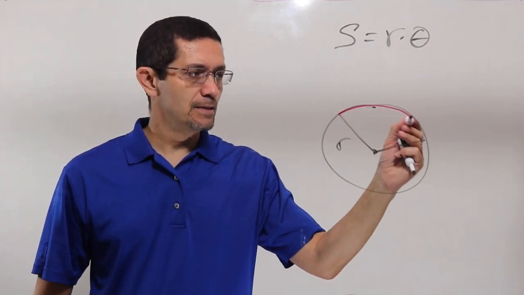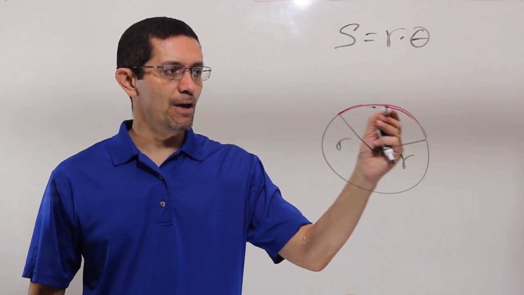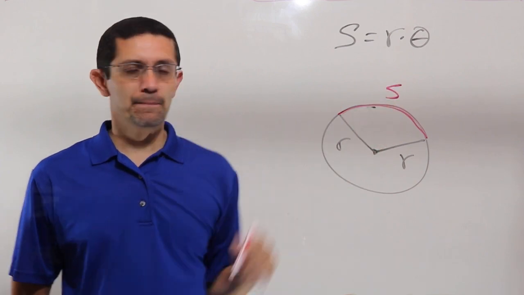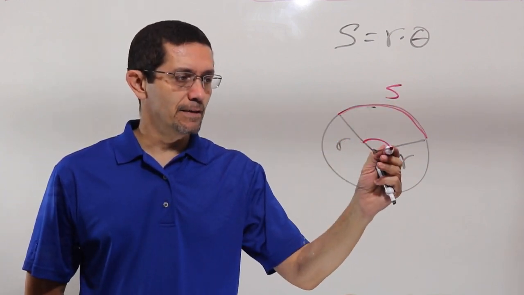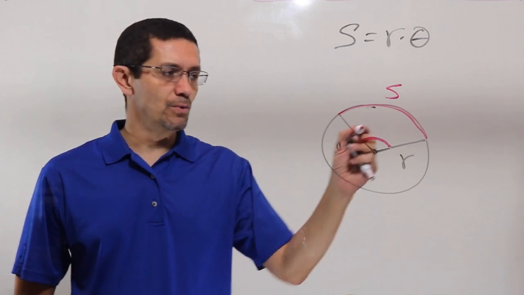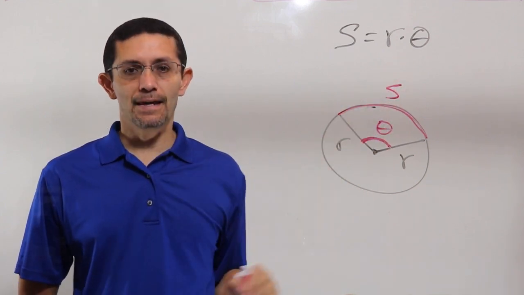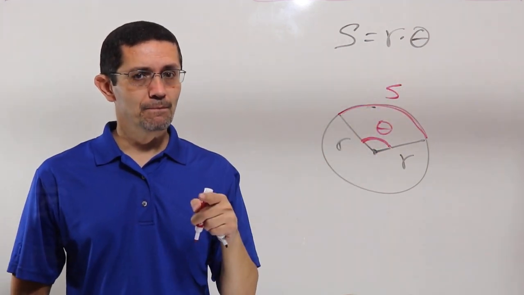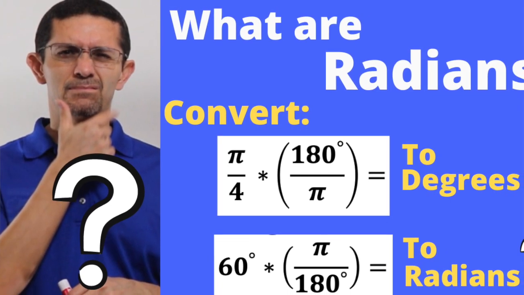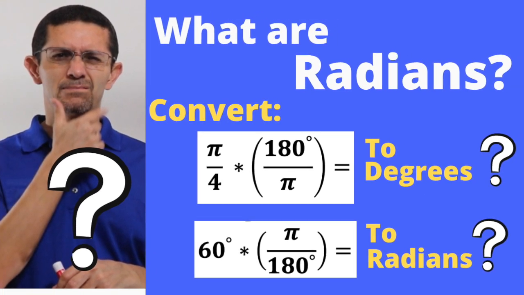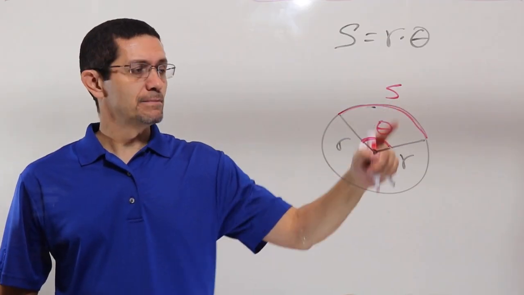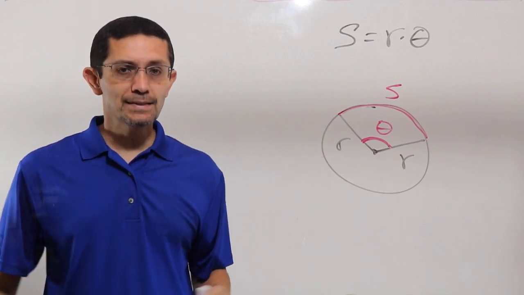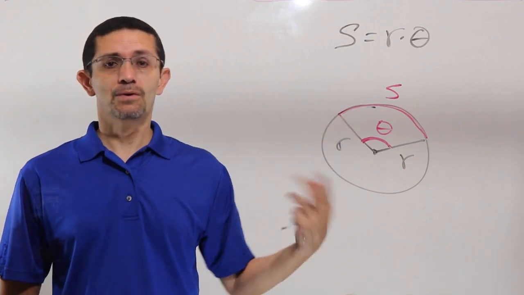This piece of my circle, that's my arc, okay? And that's going to be symbolized by the letter S. And now the inside, this angle is called the central angle, and it's going to be symbolized by the letter theta. That's a Greek letter. That theta has to be given in radians. Check the previous video where we talked about radians and degrees, okay? So arc length, central angle, and radius.